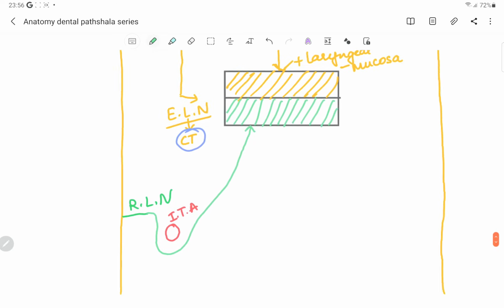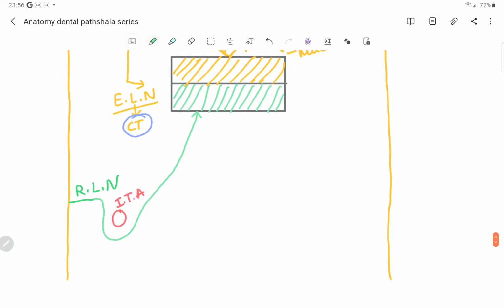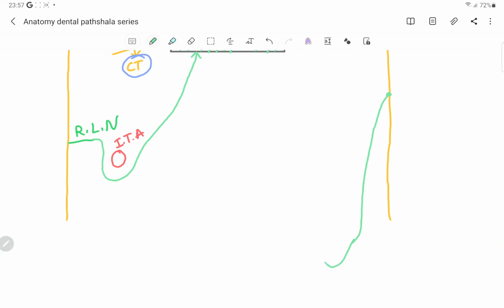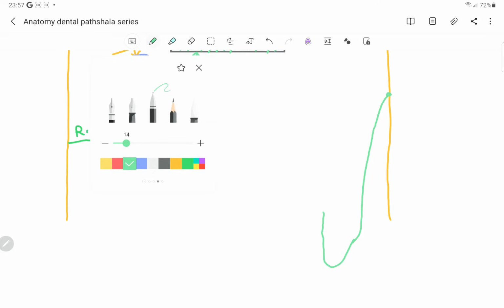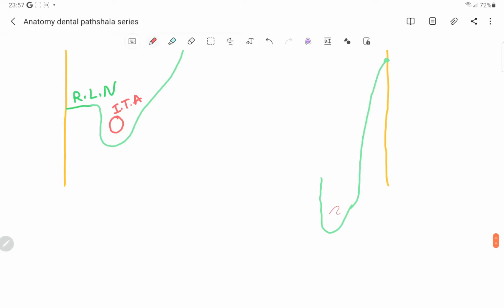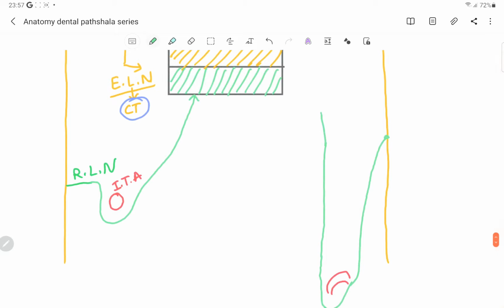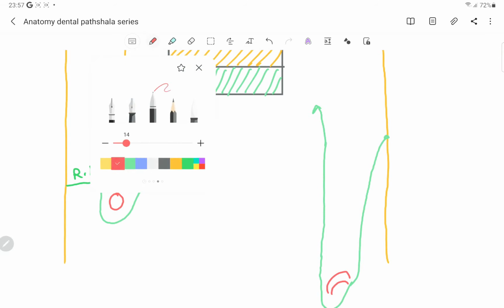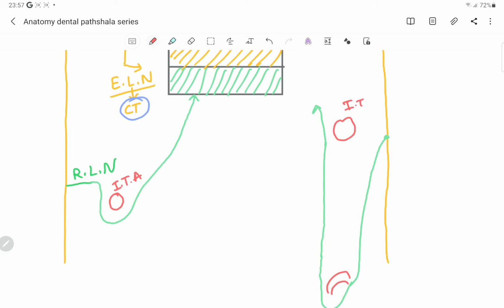So this was about the right side. Now if we talk about the left side, the left side is a bit different. The recurrent laryngeal nerve, guys, from the left side also arises from the vagus nerve, but it is going to cross the thoracic inlet and pass below the arch of aorta. In the arch of aorta, we have the remnant of the ductus arteriosus, which is the ligamentum arteriosum. So let's draw this arch of aorta. It is going to pass beneath the arch of aorta and come back into the neck, which is again close to the internal thyroid artery.